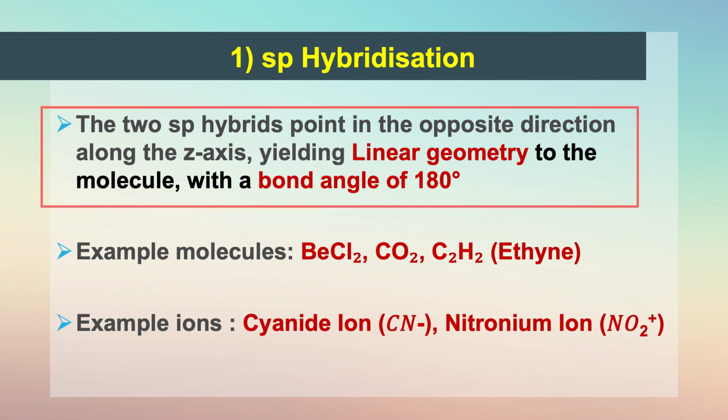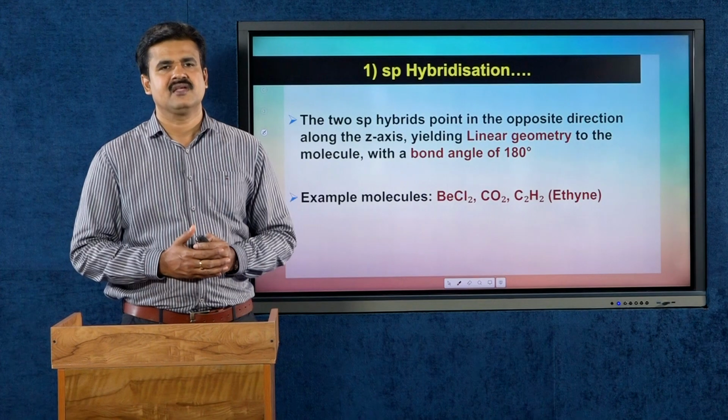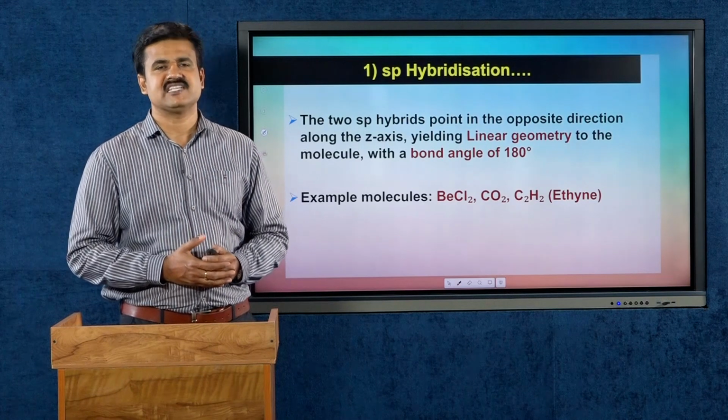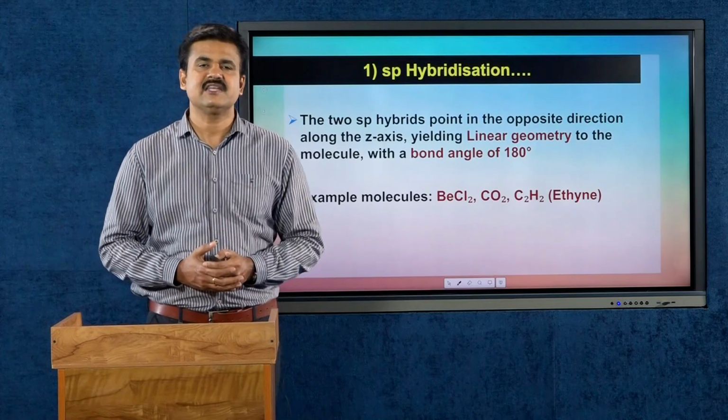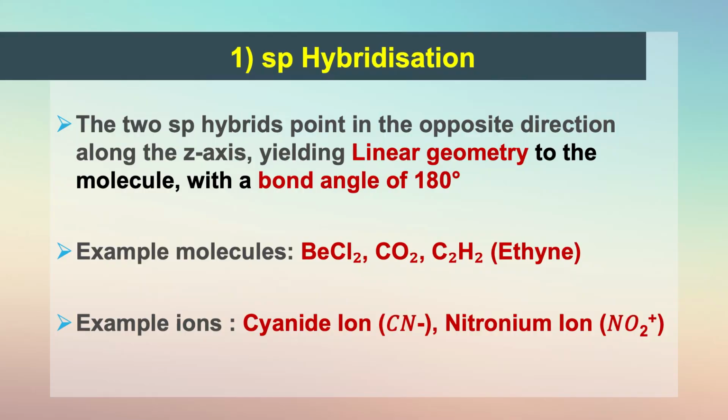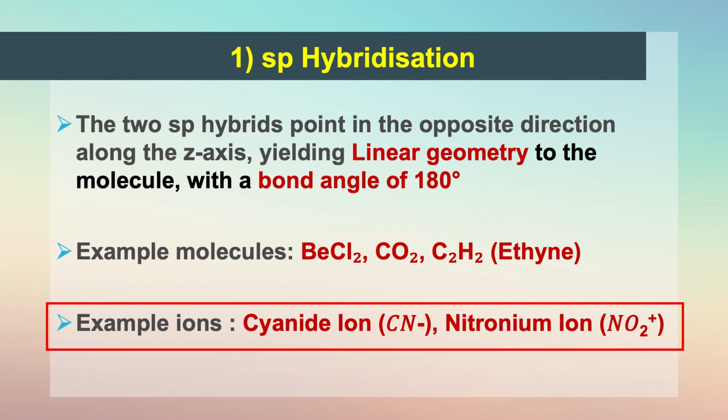The two sp hybrid orbitals point in opposite directions along the z-axis, yielding linear geometry to the molecule with a bond angle of 180 degrees. There are many examples of molecules having sp hybridization. The popular examples include beryllium chloride, carbon dioxide, and acetylene, C2H2. Examples of ions showing sp hybridization are the cyanide ion, CN minus, and the nitronium ion, NO2 plus.